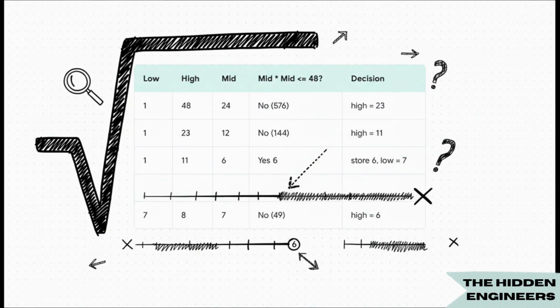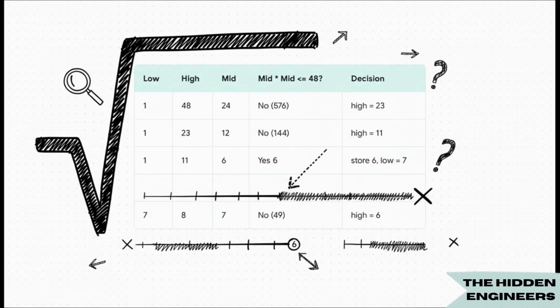So we can immediately eliminate the entire upper half of our search space. Our new high is 23. Let's do it again. The new middle is 12, still too big. Space shrinks again. Then we hit 6. Now 6 squared is 36, which is less than 48. So this is a possible answer.